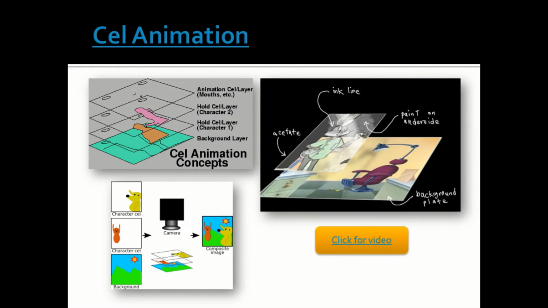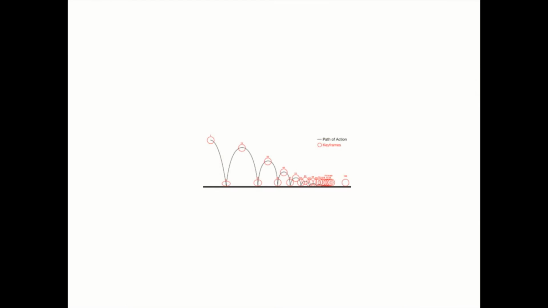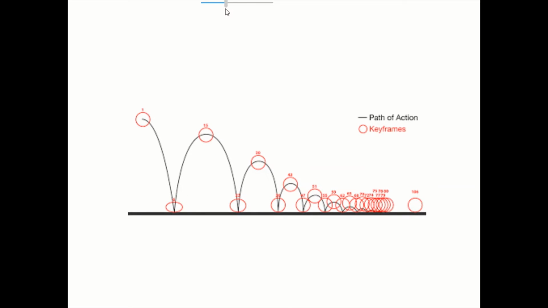So, what is cell animation? Let's look at this example. In cell animation, the artwork begins with what we call keyframes. The keyframes are actually the first and the last frames of the action.